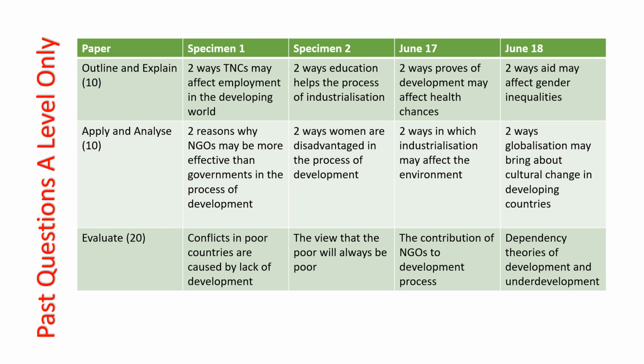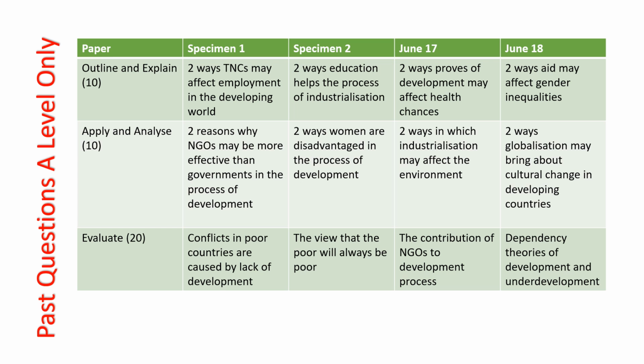The next question there: apply and analyze two reasons why NGOs may be more effective than governments in the process of development. So you're looking at things like NGOs being more mobile, they may have more connections on the ground, they're able to get through red tape a lot quicker. The evaluate question on that was: conflicts in poor countries are caused by the lack of development, which is what I mentioned a minute ago. So you've got one idea that conflict is caused by poverty versus the idea that conflict is caused by neoliberal economics and the spread of capitalism.